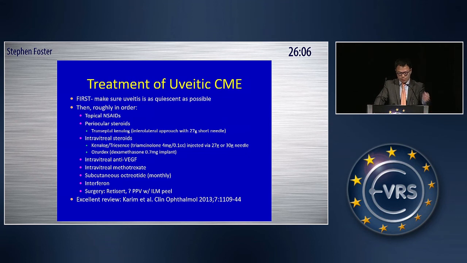So now that we're through the uveitis treatment and stuff, what about cystoid macular edema? Now, we always want to make sure the uveitis is quiet. If the uveitis is active, then forget about it. You can blast the eye all day you want with anti-VEGF. It's never going to work. It's just going to keep coming back.